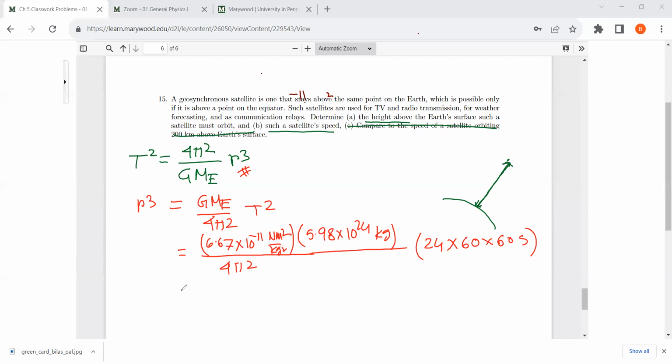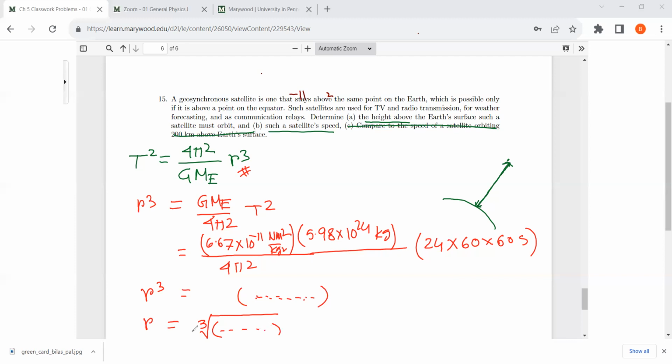I don't have this number written in my notes, so let's say we get some number. Okay, I have the final number. So you see that what we calculated here is the cube of r. What we have to calculate is r. To calculate r from r cube, we have to do a cubic root.